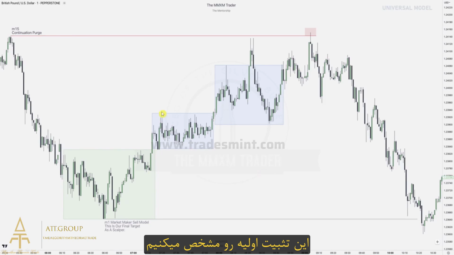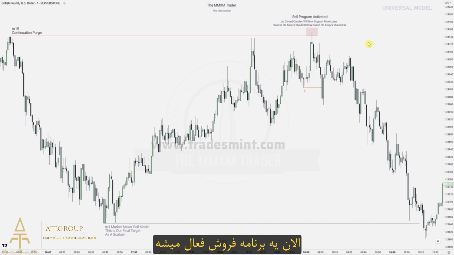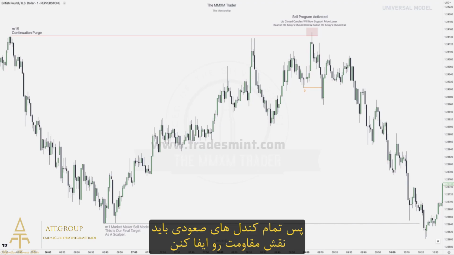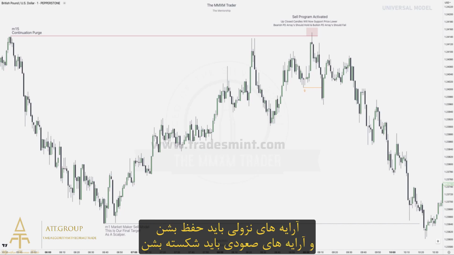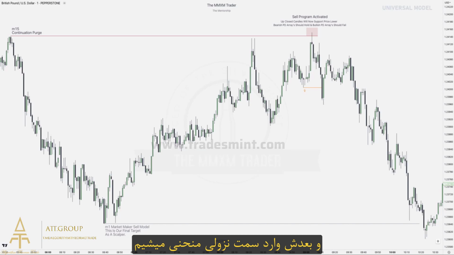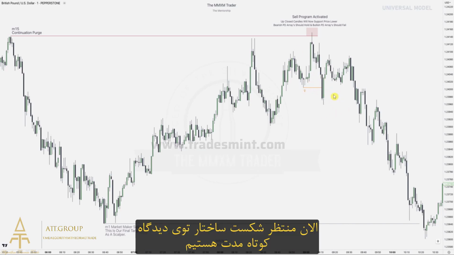Outline that original consolidation, accumulation phase number 1, accumulation phase number 2, and smart money reversal up here. So what happens after we take that external range liquidity? We are now activating a sell program. So again, all up close candles will now support price lower. Bearish PD range should hold and the bullish PD range should fail, and then we are in sell side of the curve, right? So we're waiting for that break of structure on our short-term perspective.